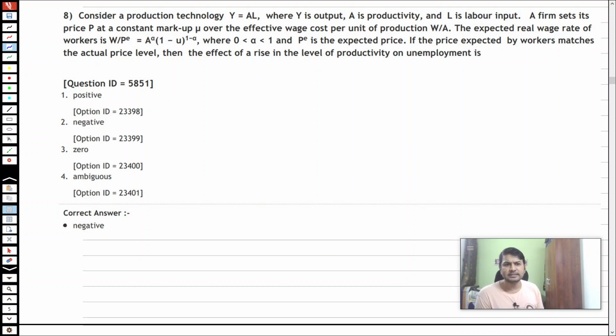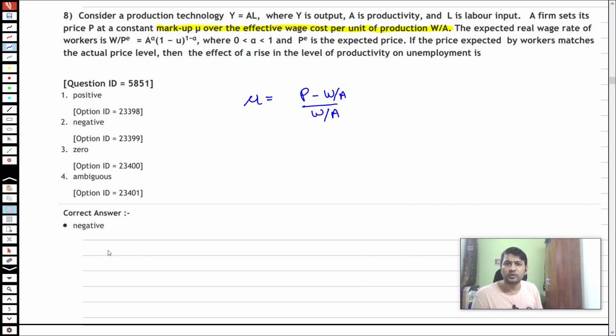Question number 8 is somewhat new and refreshing. What they have here is mu, the markup, over the effective wage cost per unit of production, W by A. So what we need to write is that mu is basically (P minus W by A) upon W by A. So that is the result that we are going to use for mu.